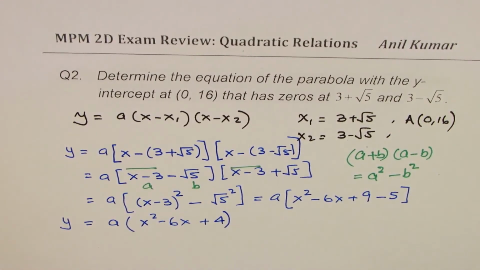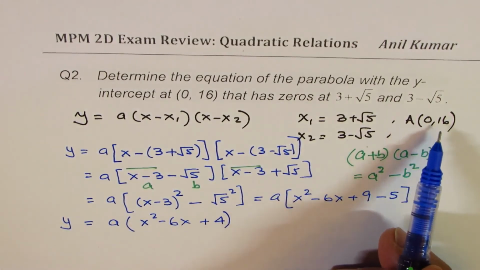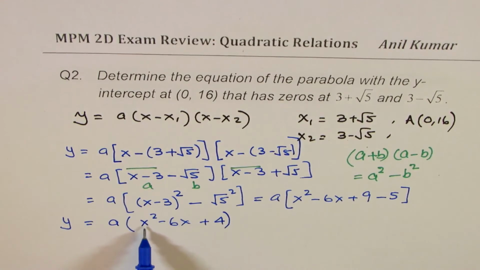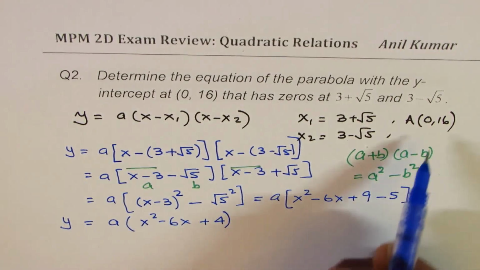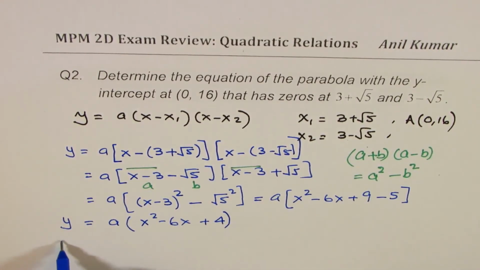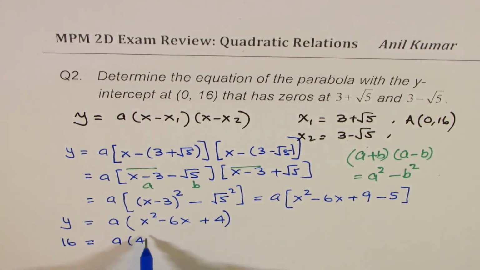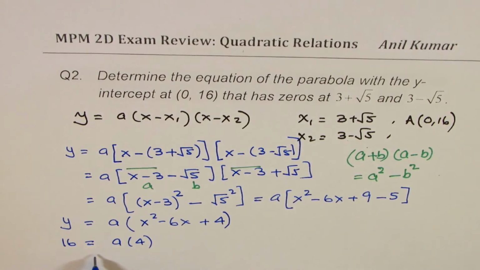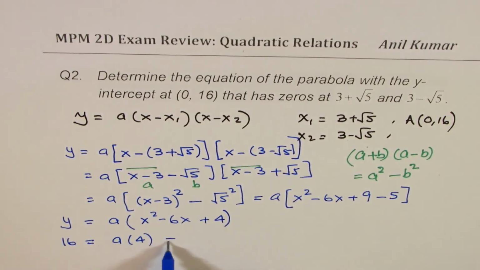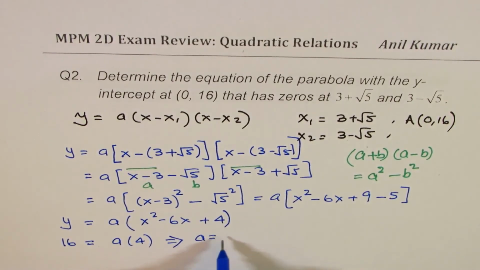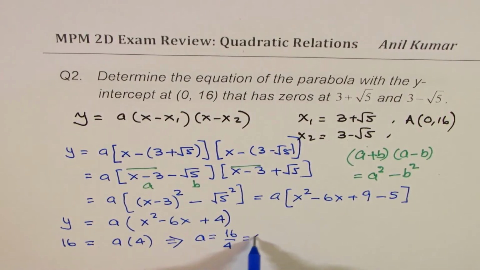So that becomes the quadratic equation. Now to find the value of a, we can substitute 0 and 16. So if I write 0 for x and 16 for y, I get 16 equals a times 4. From here, I can find what a is. So that implies that a is equal to 16 divided by 4, which is 4, right?